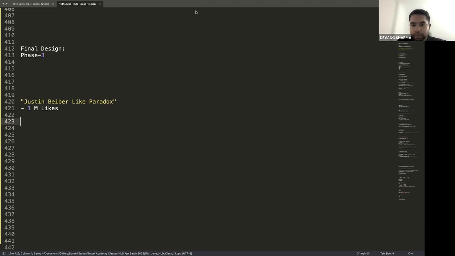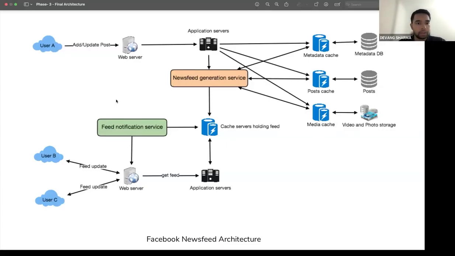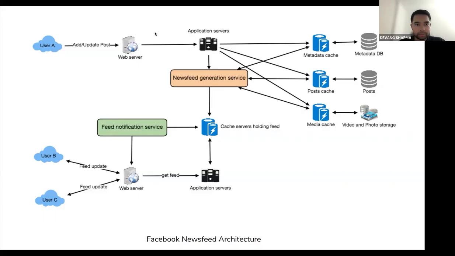Cool, guys. If this is good, let's move on to phase 3 of the diagram, which is the final architecture diagram for Instagram. The same design we can use for LinkedIn, Twitter, and Facebook, with minor modifications. Let's start with the user journey here.